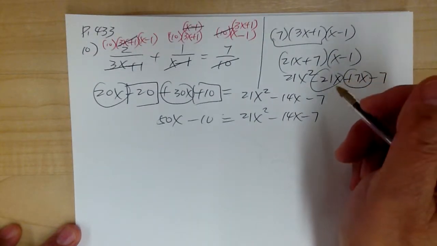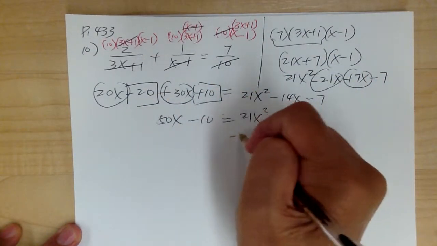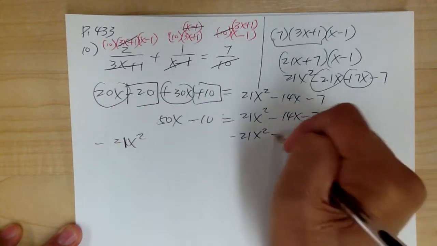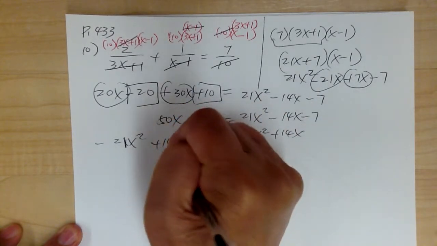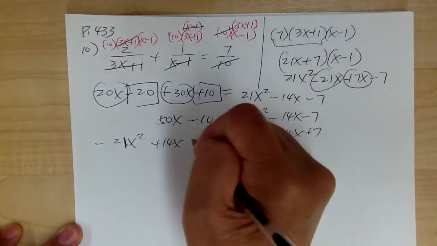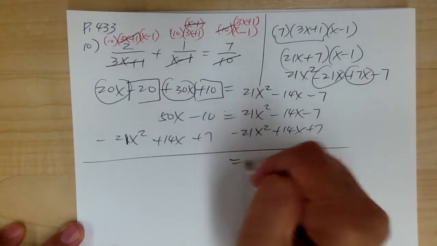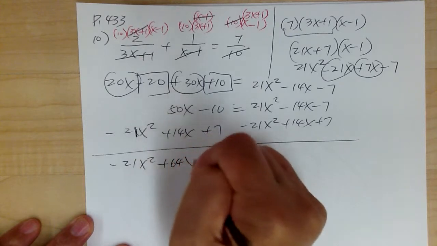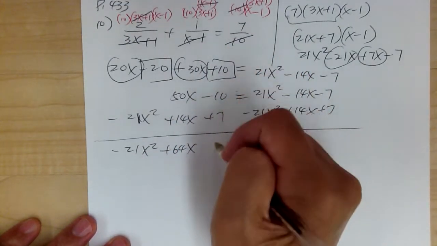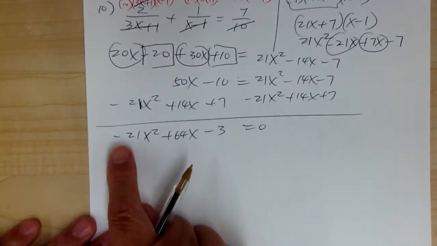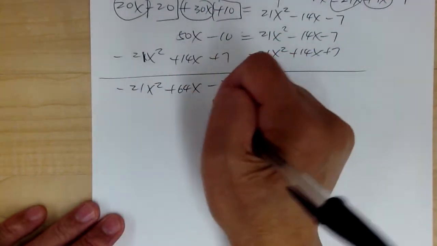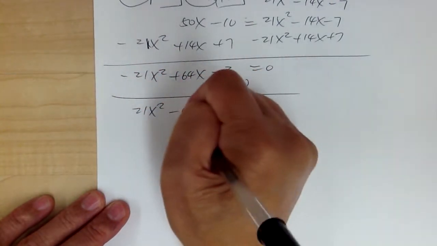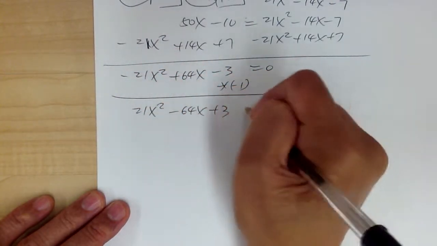Let's move everything over: minus 21x squared, plus 14x, plus 7, equal to 0. So you've got minus 21x squared, plus 64x, and minus 3. But you don't want to factor with a negative in front, so I'm going to multiply it by negative 1. So I get 21x squared minus 64x plus 3 equal to 0.